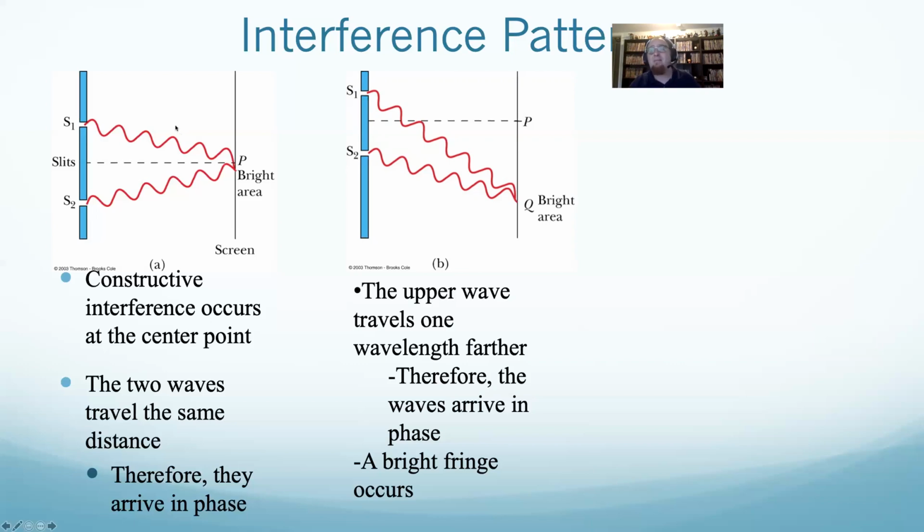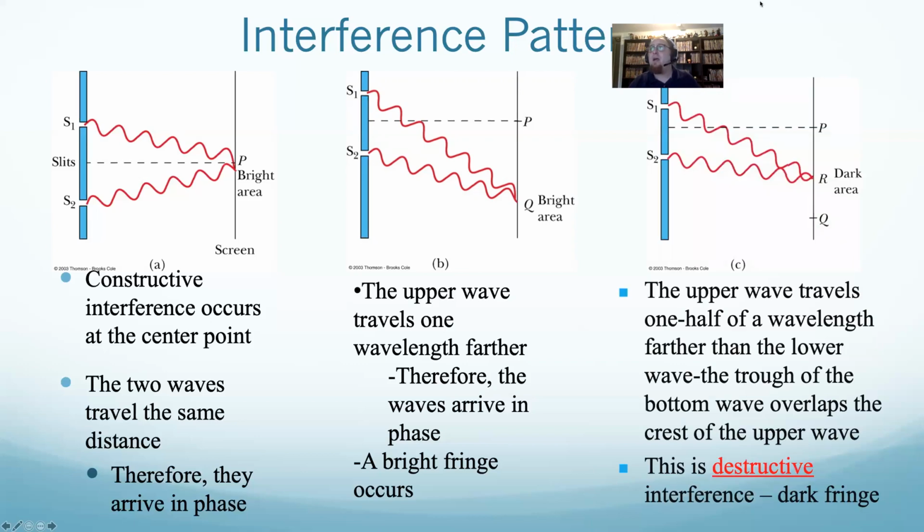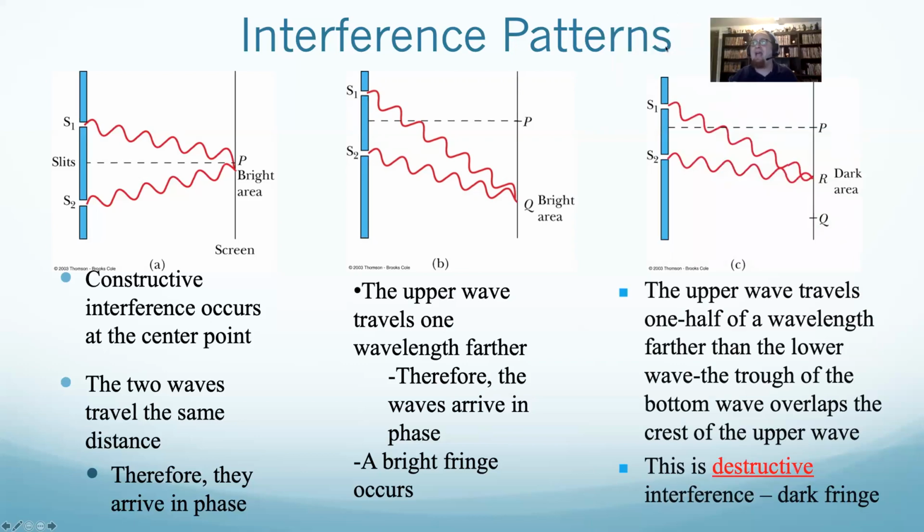But there is a spot between P and Q where they traveled a multiple of half a wavelength different. That means the light from S1 will be a max when the light from S2 is a min, and we'll get destructive interference, and they'll cancel each other out. These dark fringes are areas where the difference in distance light travels from slit 1 and slit 2 is a half wavelength, or 3 halves of a wavelength, or 5 halves, or 7 halves of a wavelength.